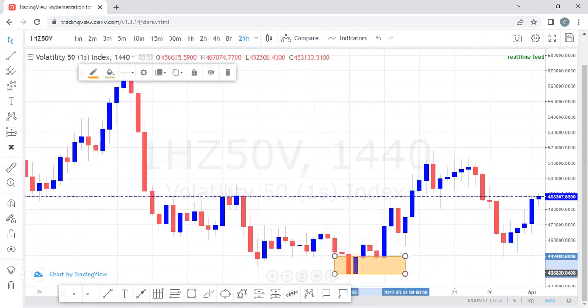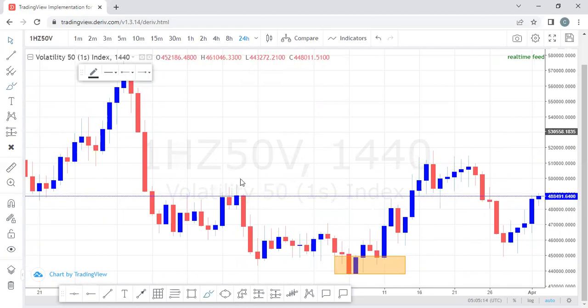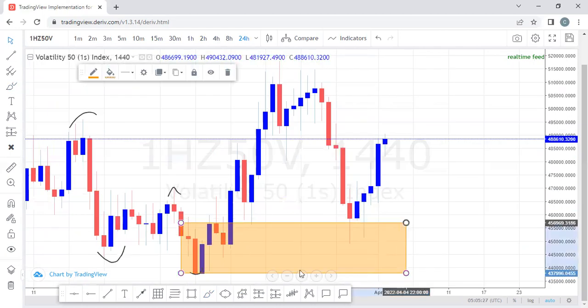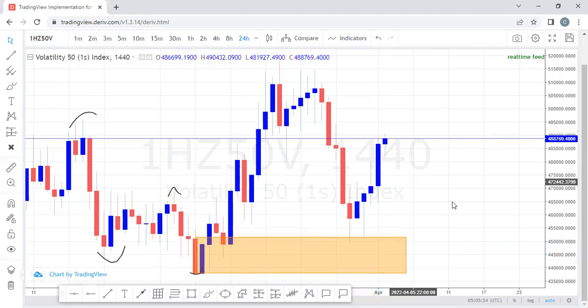Let me just highlight the last structural point. We had our lower high, our lower low, our lower high, and then we had our lower low right here. So we had a BOS at this point, and you can see the market came all the way to mitigate this zone here. You can also highlight from here into the future. So the market actually came to mitigate this low, and then it's rallying all the way up.